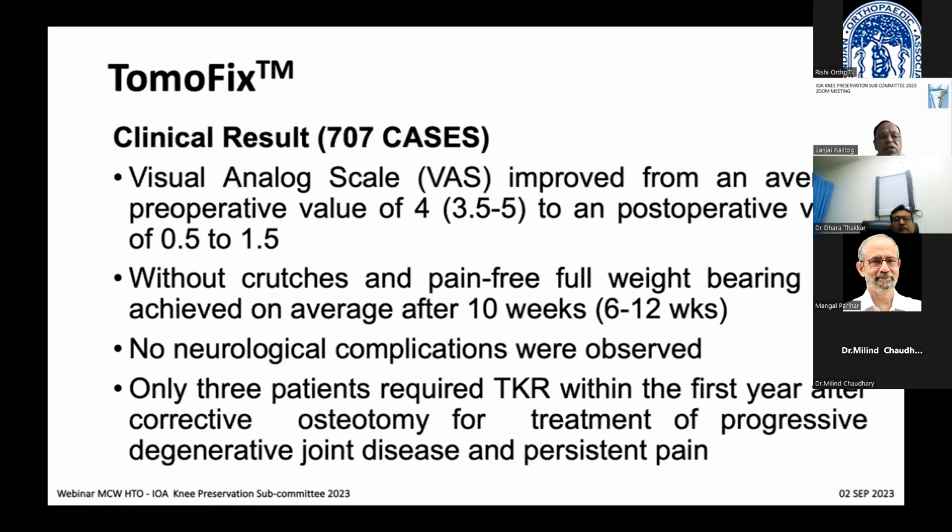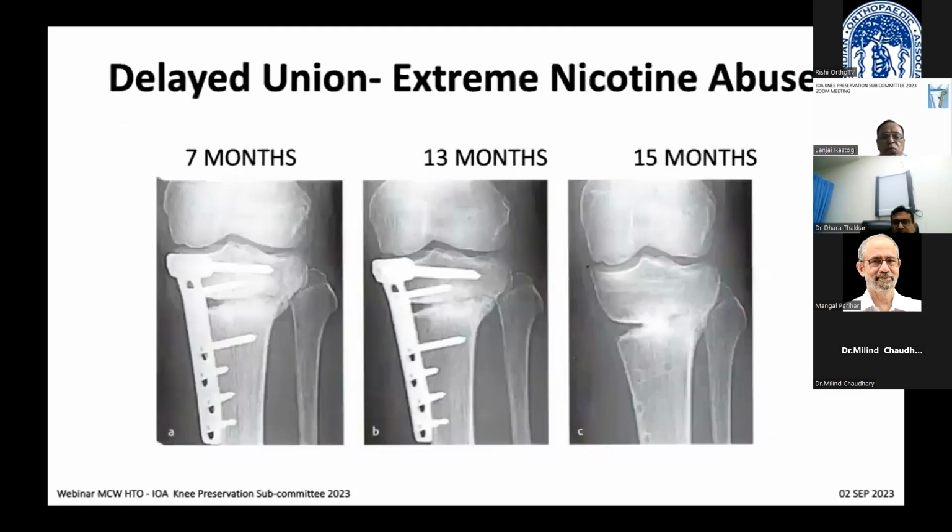The first 707 cases were analyzed where the VAS reduced from 4 to 1, and the patient was full weight bearing without crutches on an average after 10 weeks. There was no neurological complication, and only 3 patients required TKR because of progressive degenerative disease and persistent pain. There was only 1 patient, a narcotic addict, who had delayed union, but this also united in 13 months' time, and the implant was removed in 15 months.